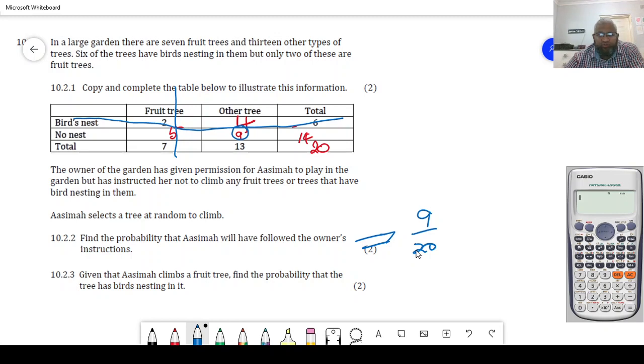Then in 10.2.3, given that Asima climbs a fruit tree, so the condition is only for fruit trees, find the probability that the tree has a bird nesting in it. Bird nesting in that category is 2, so it's going to be 2 out of 7. So those are the answers to that question.